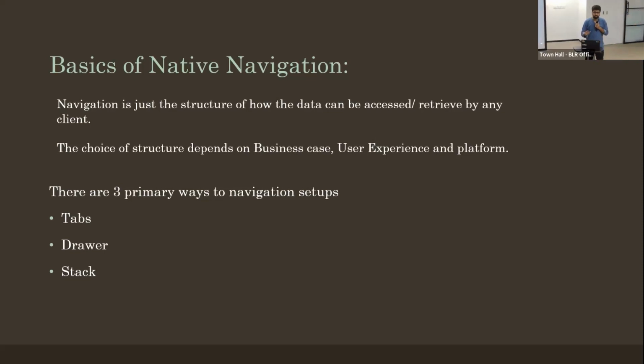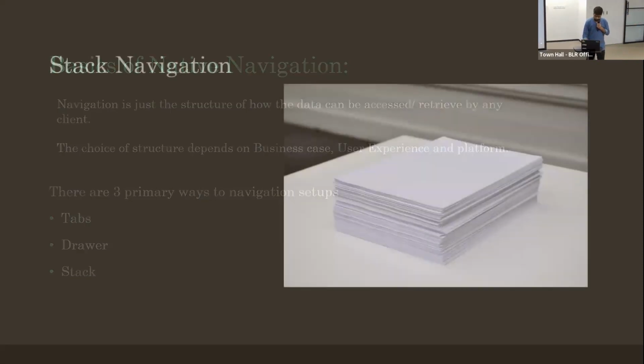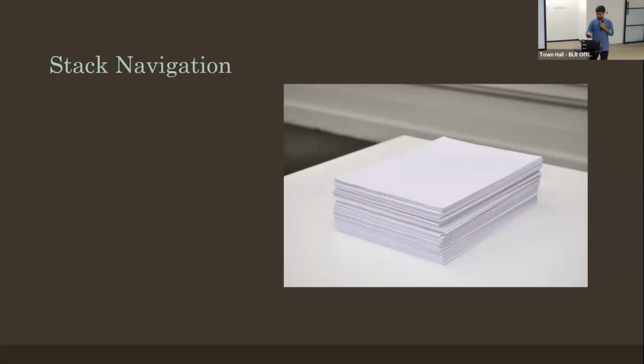I will try to give you an overview of them, right? So stack is like this. Consider a pile of regular papers. You have written data on all the pages, but to read the data on the second page, you just have to remove the first page. Is that clear to everyone?